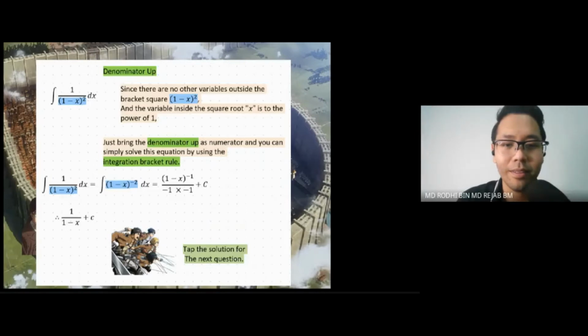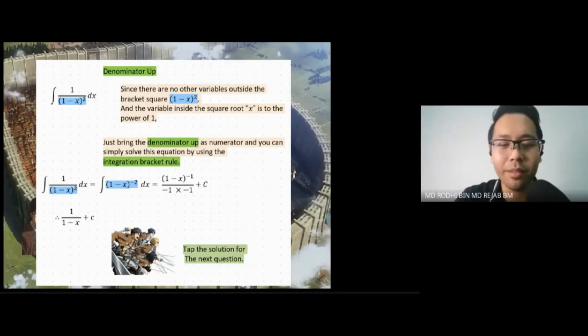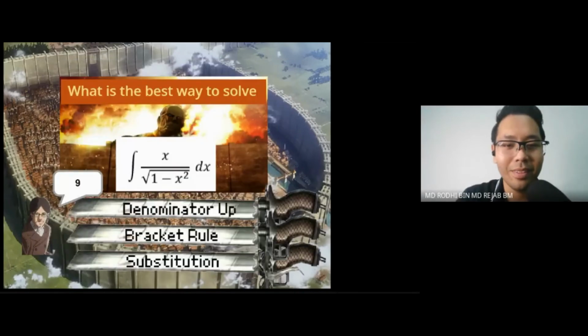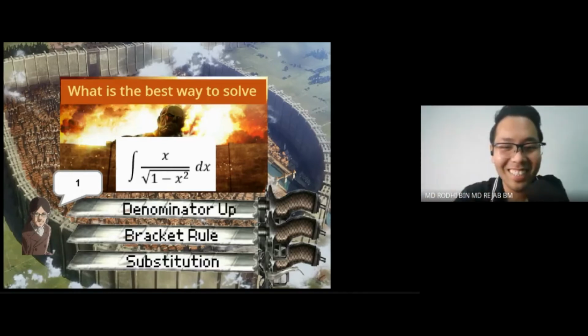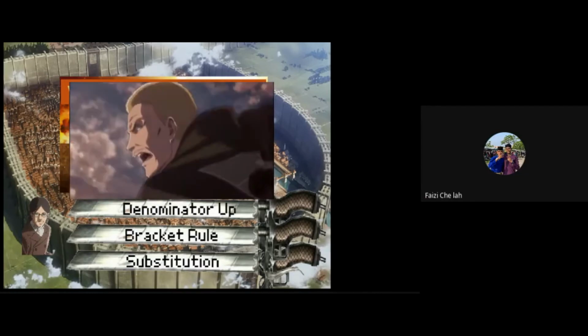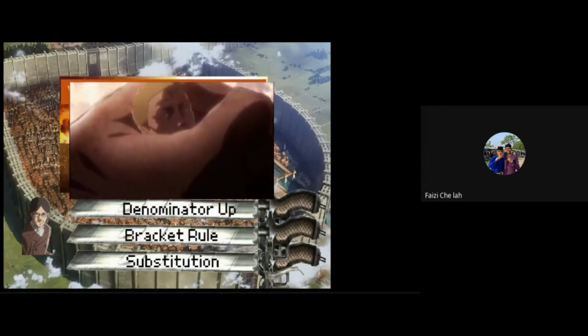You want me to explain again? Okay, sir. Yeah, okay, let's go. Ini tak ada pula. Ya apa? There's answer. Come on! Bracket rule. Bracket rule, sure.